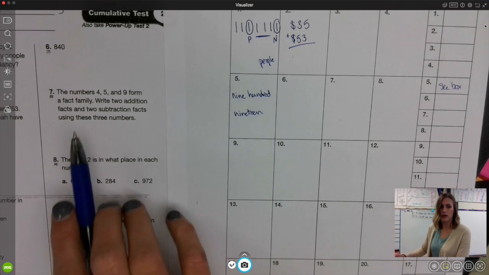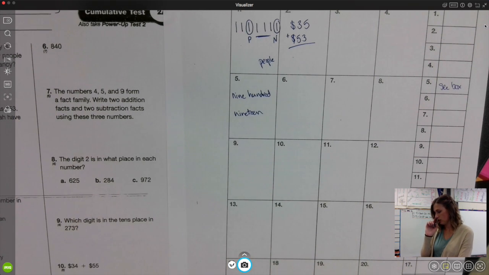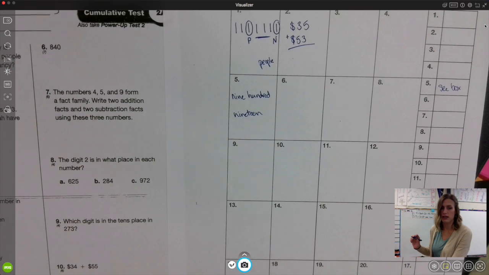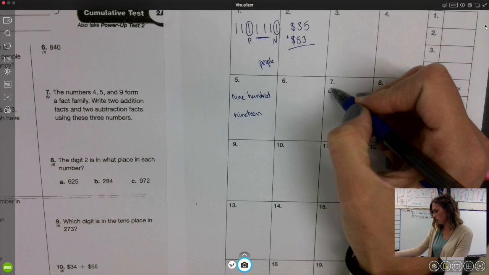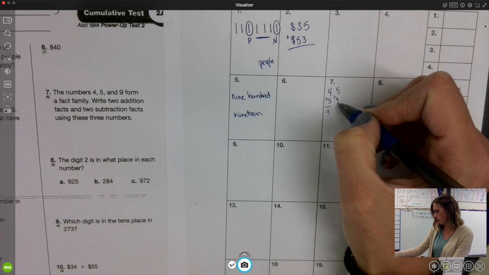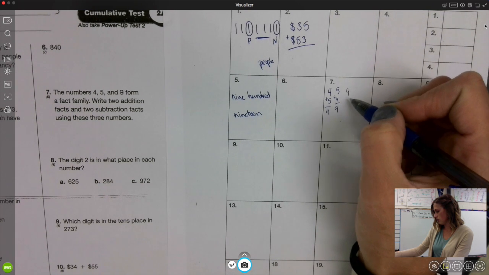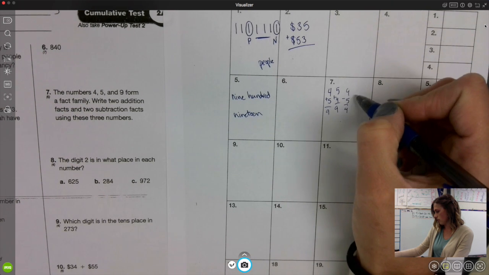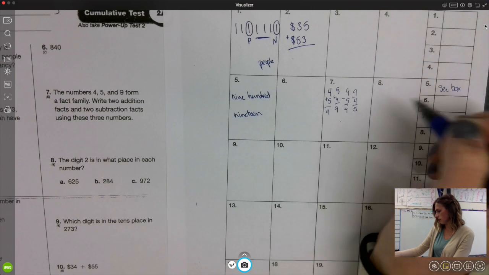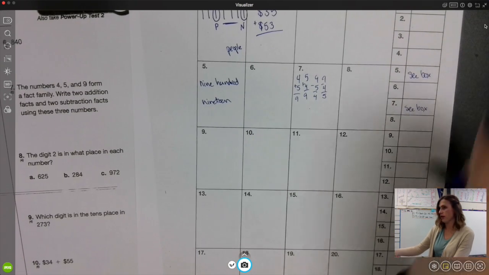Number 7, the numbers 4, 5, and 9 form a fact family. Write 2 addition facts and 2 subtraction facts using these numbers. So you're going to do your addition. 4 plus 5 equals 9. 5 plus 4 equals 9. And then start with 9. 9 minus 5 equals 4. 9 minus 4 equals 5. Go ahead and write see box for that one as well.